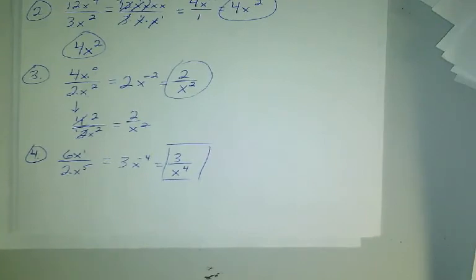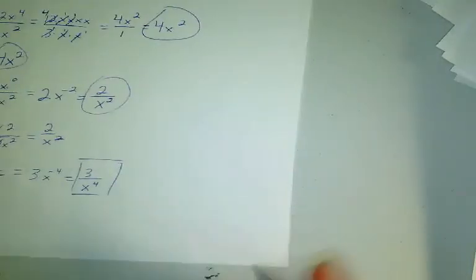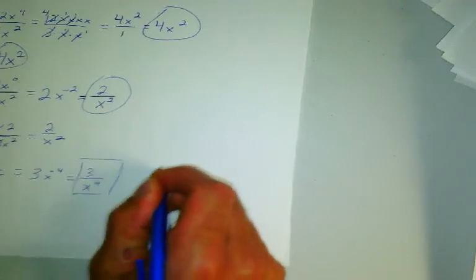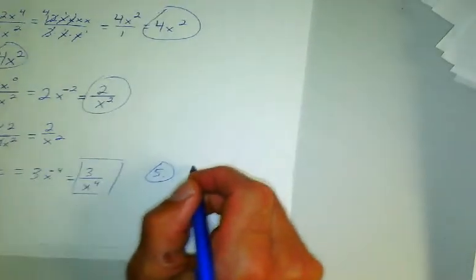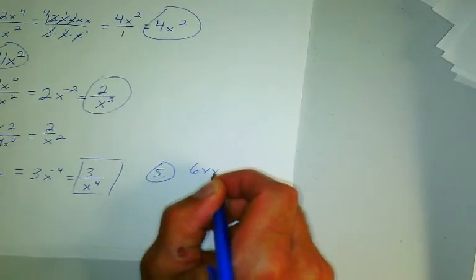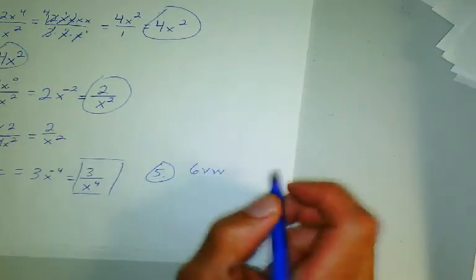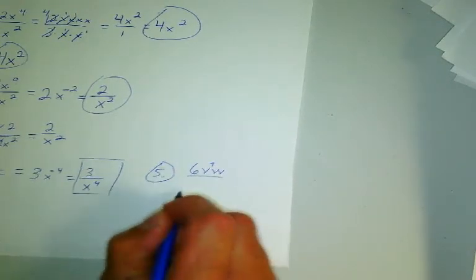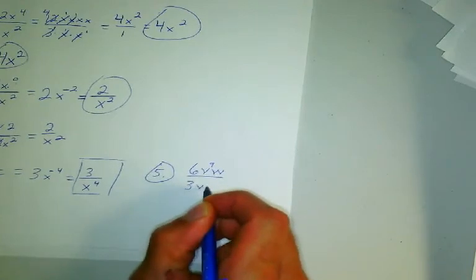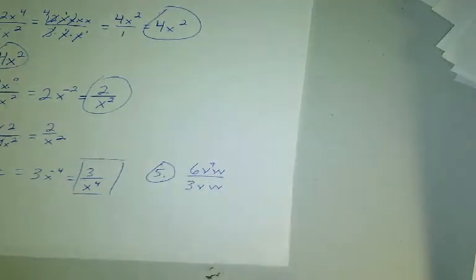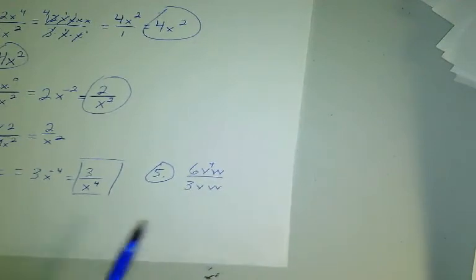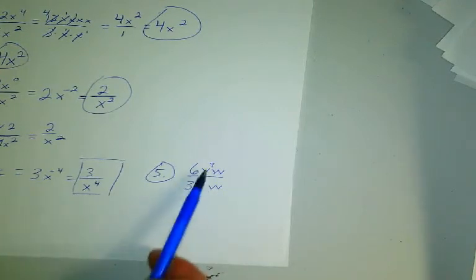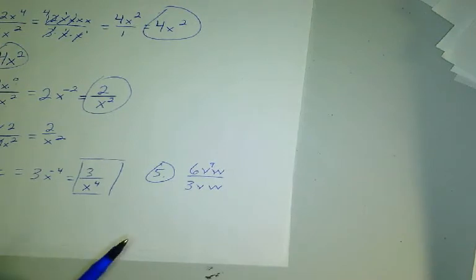Okay, one more. Let's get a little more challenging. I'm running out of space here. I'm going to put example 5 over on the right side here. Let's say we have 6v to the 9th times w all over 3 times v times w. So we have two variables here. We've got v and w. Same rules apply, guys. Divide the numbers, and then divide the powers. Now make sure you're dividing the powers that have the same base.